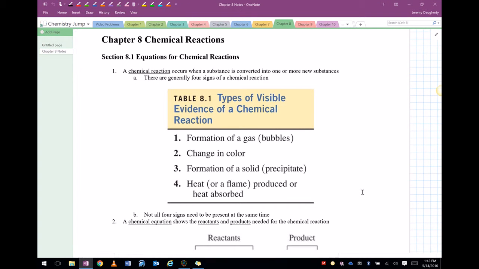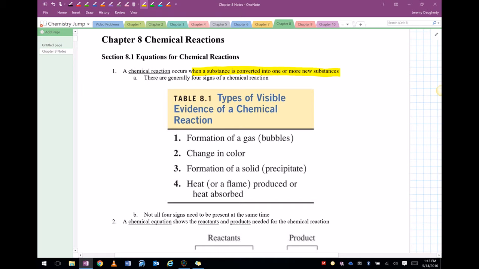Chapter 8, Chemical Reactions, Section 8.1, Equations for Chemical Reactions. So now we're going to get into reactants, products, chemical reactions, signs of a chemical reaction, all that kind of stuff. So getting deeper and deeper here into chemistry. So what is a chemical reaction? A chemical reaction is when a substance is converted into one or more new substances.